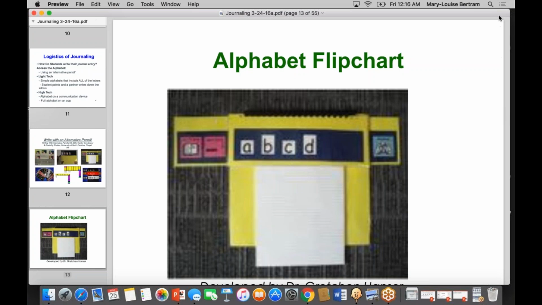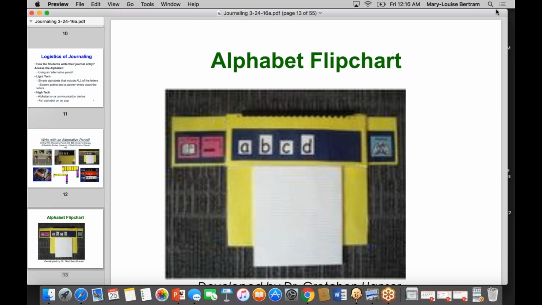Other students, we might need to hold this up for them, and then a partner, that smart partner, goes through one at a time and points and says, points to the A, to the B, to the C, to the D, and the child indicates yes when they're picking the one that they want. If they don't pick anything on that page, we can ask them, should I turn the page? And then we go to the next page, which of course would have E, F, G, H. So that's just called an alphabet flip chart.